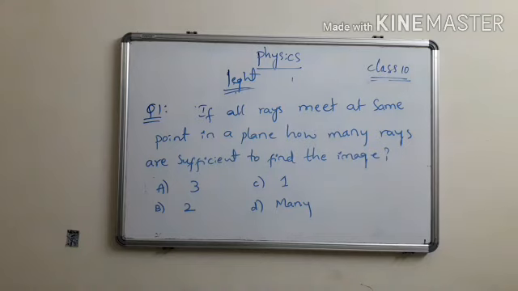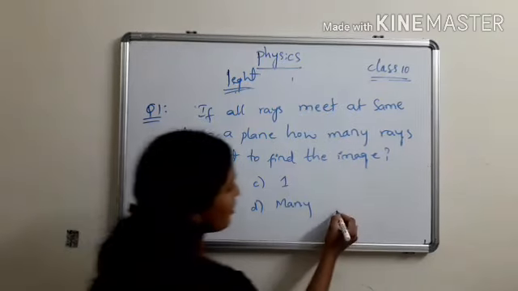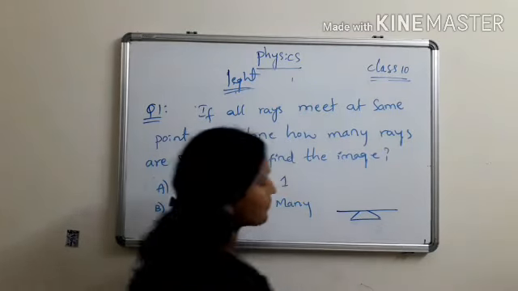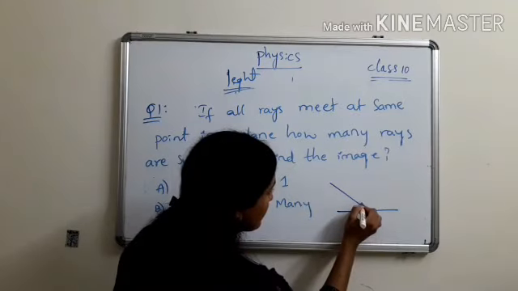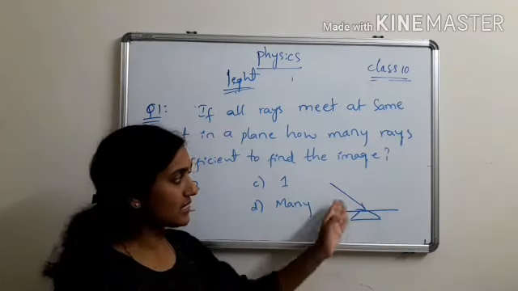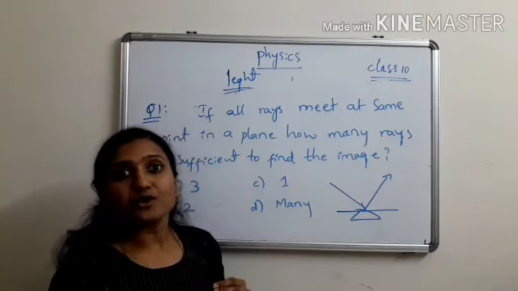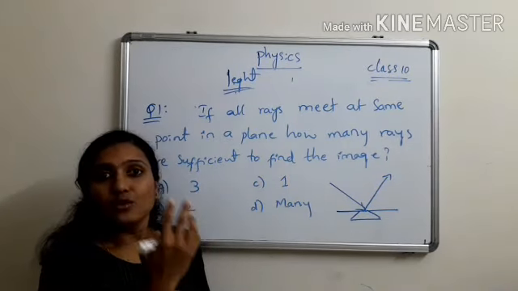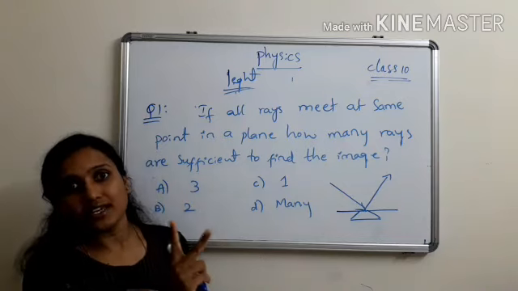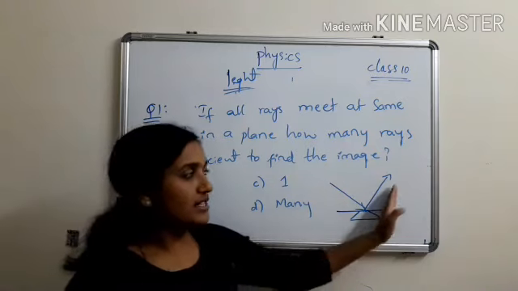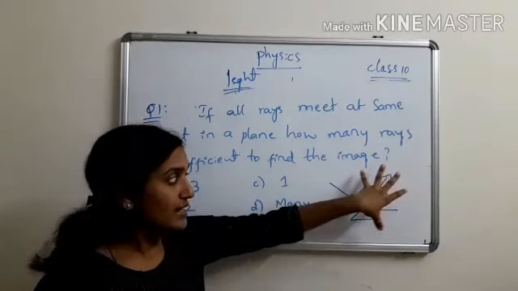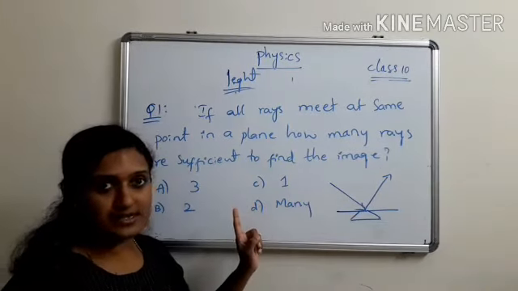This one is important. If all rays meet at the same point in a plane, how many rays are sufficient to find the image? Generally you think, if this is an object, what I said before, if one ray is coming here, it is bouncing back. This is an incident ray, and then it is going back, that is a reflected ray. If you want to see any object, only two rays are sufficient. One is the incident ray, another one is the reflected ray. So, if you understand this concept, you will be able to answer this question.